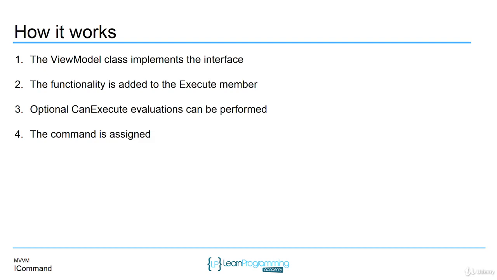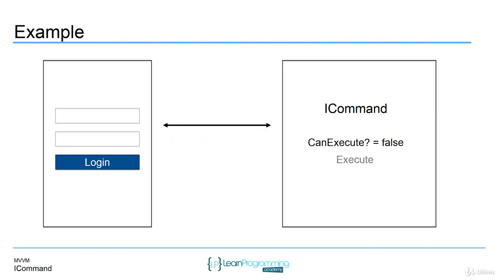And finally, once we have implemented the ICommand interface and added the functionality to the Execute and the CanExecute methods, we're going to be assigning the command, very similarly to how we assigned an event handler. So here's an example. We have a view with two elements, in this case for the login, and the login has a command assigned to it. And the command is also going to receive information about what is inside of those two entries. We can imagine that one is for the user and the other for the password.